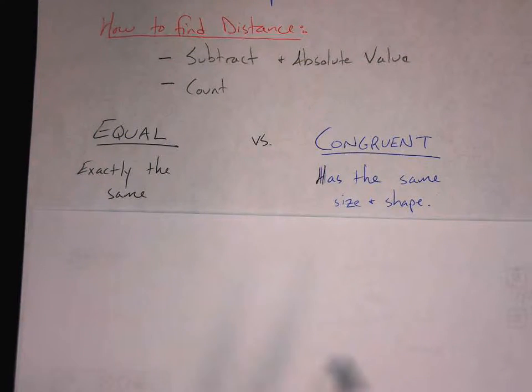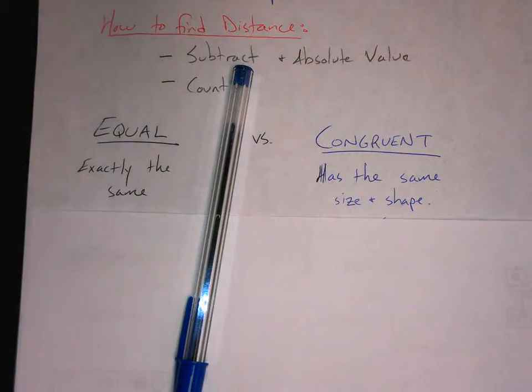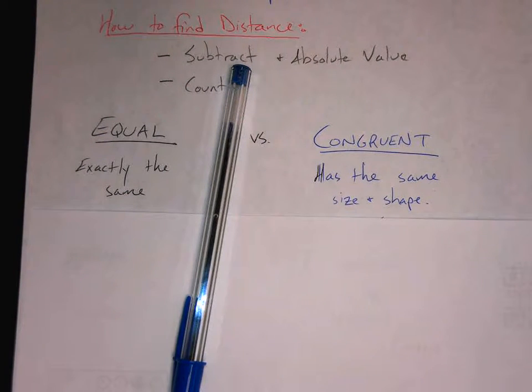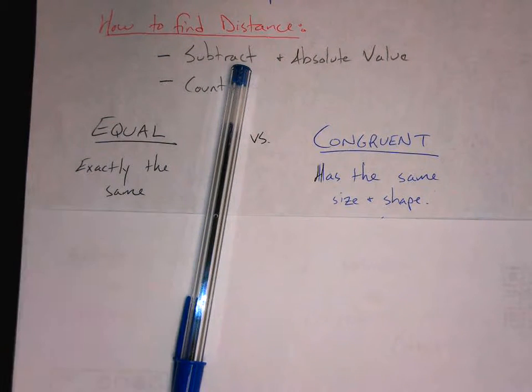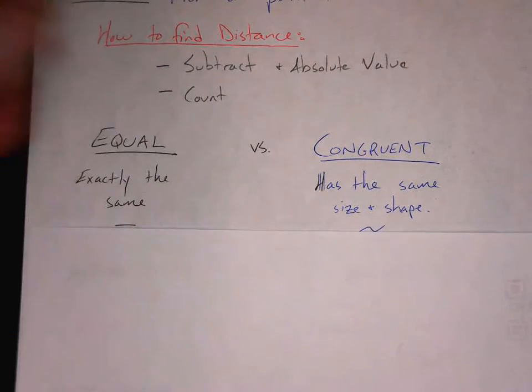This pen is equal to itself. It's equal to this pen. It's not equal to this pen. Well, it's a different color. But if I had like another blue pen, they wouldn't be equal because this pen is this pen, not any other pen. It's this one. So this pen is equal to this pen. It's exactly the same.